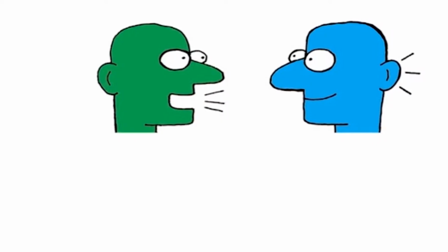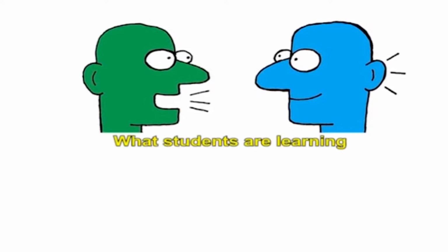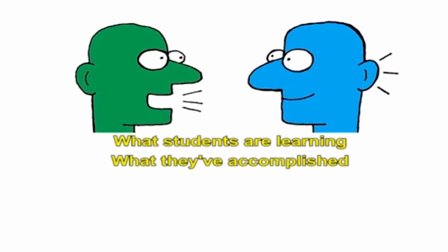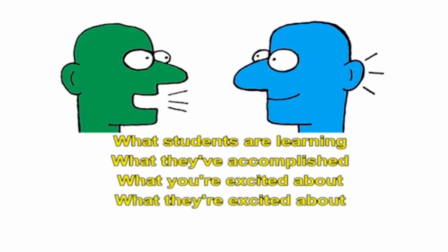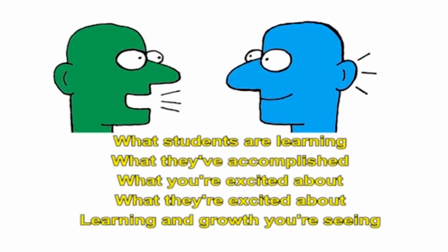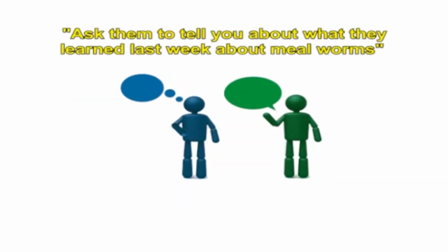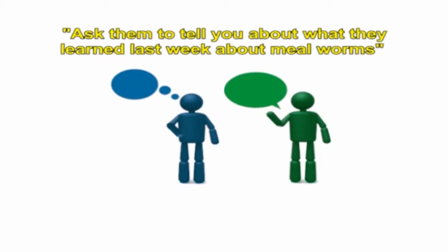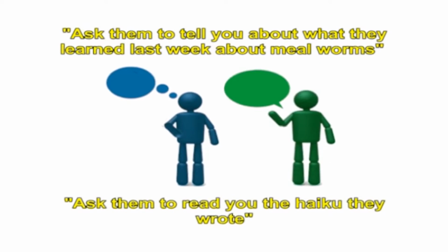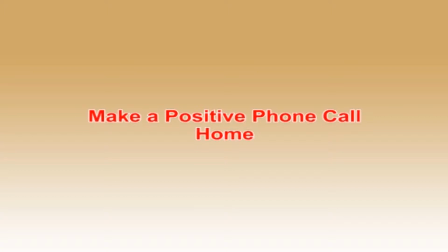Provide information about what's going on in your class. Weekly would be ideal. What students are learning, what they have accomplished, what you are excited about, what they are excited about, and the learning and growth you are seeing. Suggest things that they might ask their child about. Ask them to tell you about what they learned last week about mealworms, or ask them to read you the haiku they wrote. Make a positive phone call home.